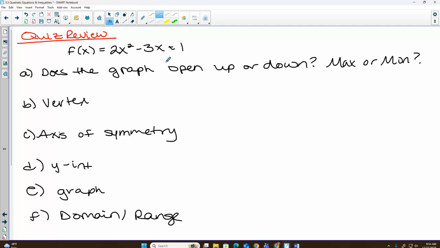So does this graph open up or down? Up, because it's a positive. So would it have a max or a min? Min. Okay, when I ask you to find a vertex, I am asking for an ordered pair. How do we find that?